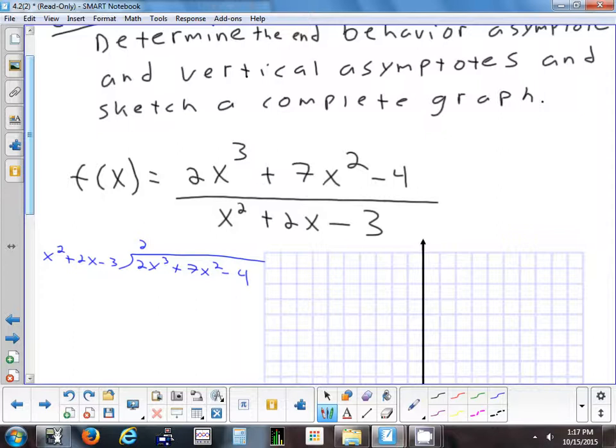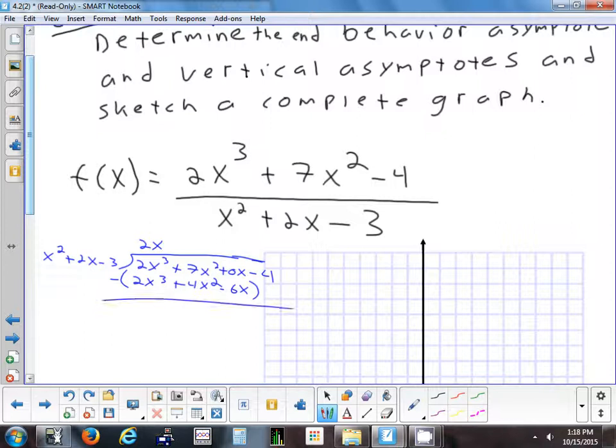2x. Good, 2x. Okay, multiply it back out. I get 2x cubed. One thing I should do before I keep going: fill in a 0 for my x term, just like we would with synthetic, so we don't lose our place. So I get 2x cubed, 4x squared, minus 6x.